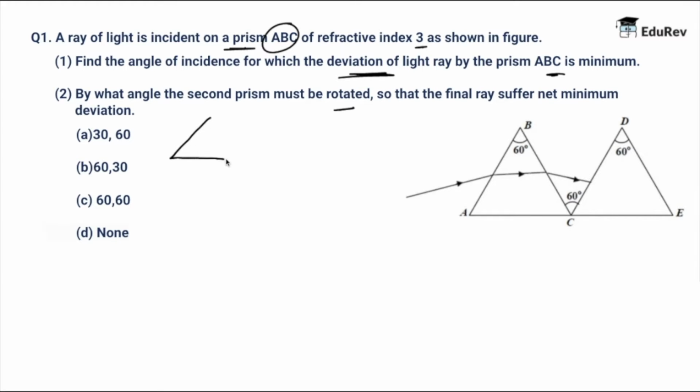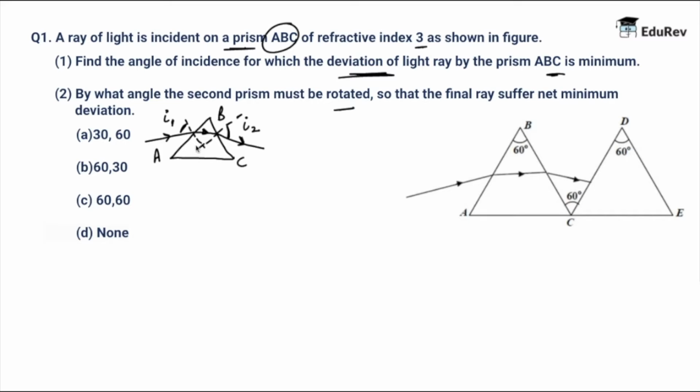Now if I draw prism ABC, this is how it looks. That is A, B and C. So light comes from this side and then it bends. So this is the incident ray and this is the refracted ray. Now this angle is going to be I1 and this one is going to be I2. Similarly, there are going to be R1 and R2 angles.